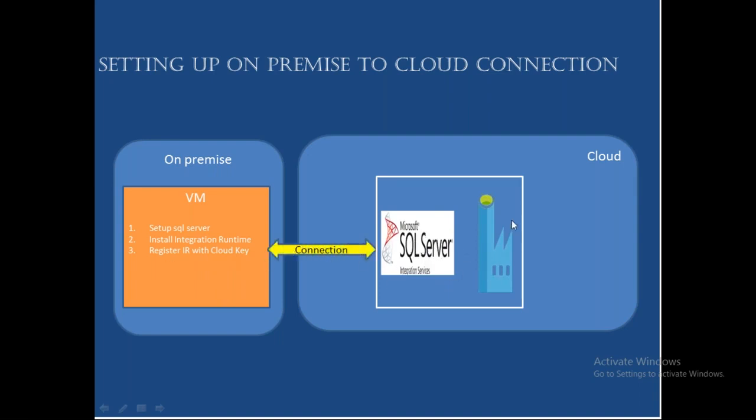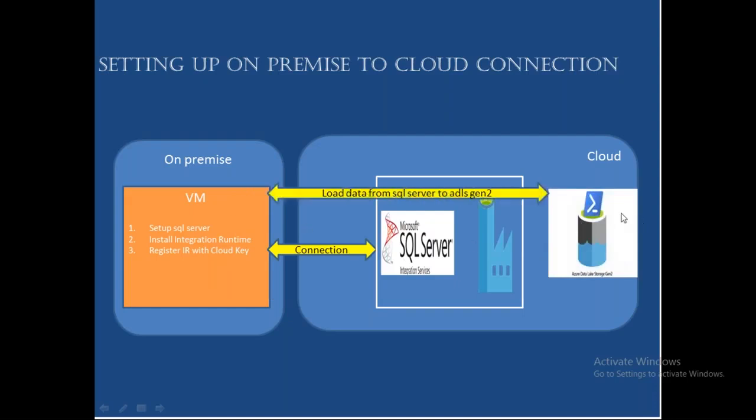So this is the connection. From Azure Data Factory, you take the key and register it with this IR, then you are able to establish the connection between on-premise and the cloud. Once you establish the connection from on-premise to the cloud, you create the Data Lake Storage Gen 2, then you are able to copy data from the on-premise SQL Server to the Data Lake Storage Gen 2. Load data from SQL Server to ADLS Gen 2, you can do it.